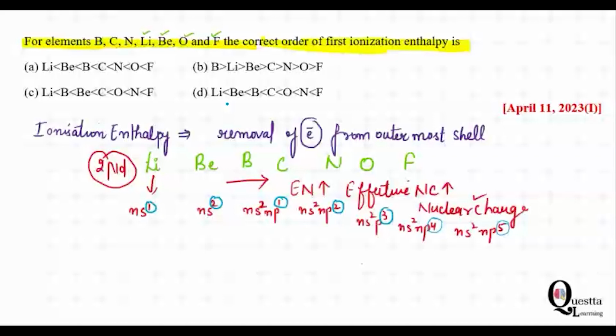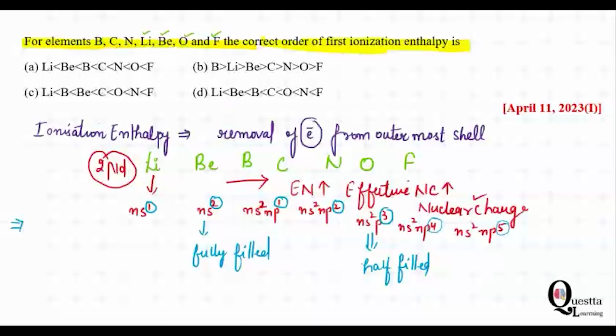Now if you see, this is fully filled, and coming over here, nitrogen is half filled. Half filled and fully filled have more stability. They have full electrons, so they have more control over the interaction between the nucleus and these electrons.